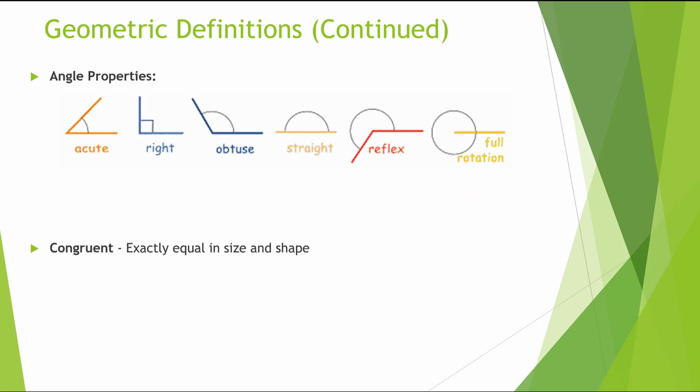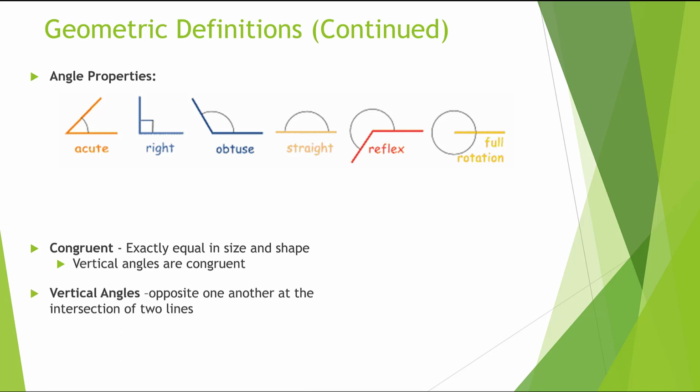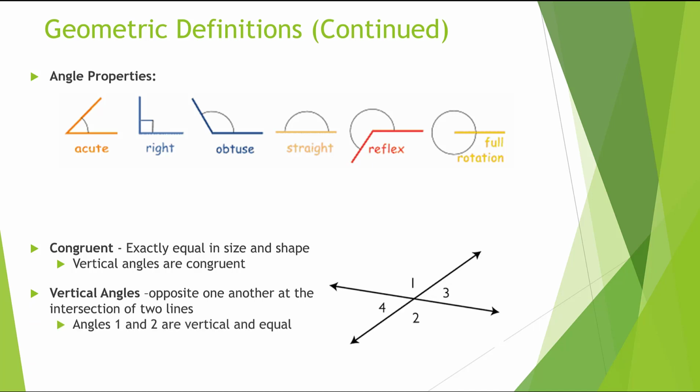Congruent angles are exactly equal in size and shape. Vertical angles are congruent, and vertical angles are defined by two lines that intersect, and they are the angles opposite one another.